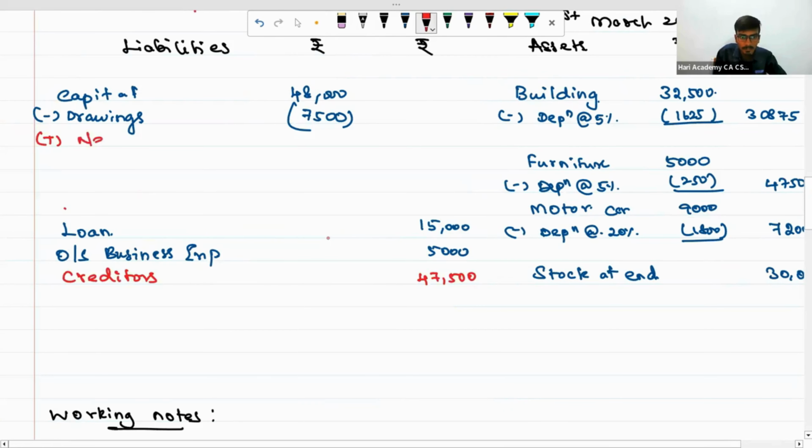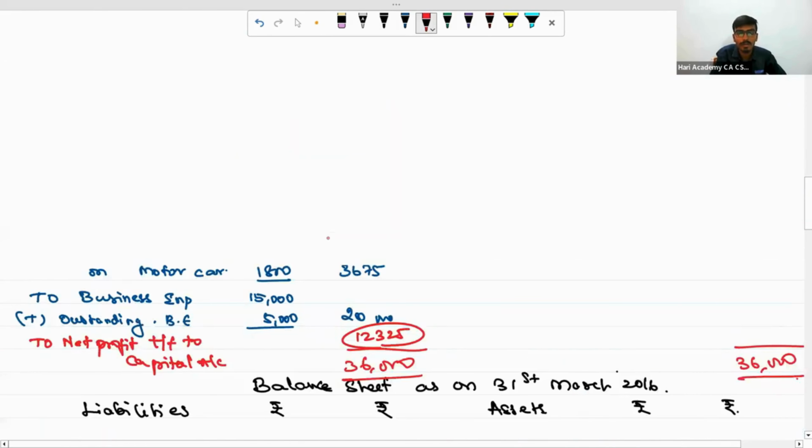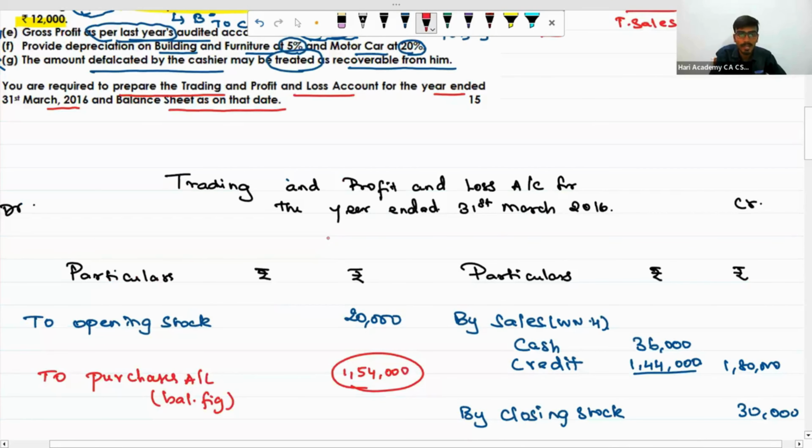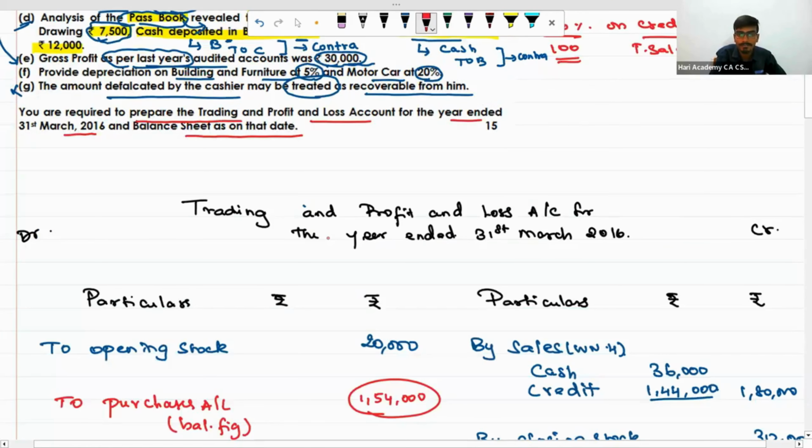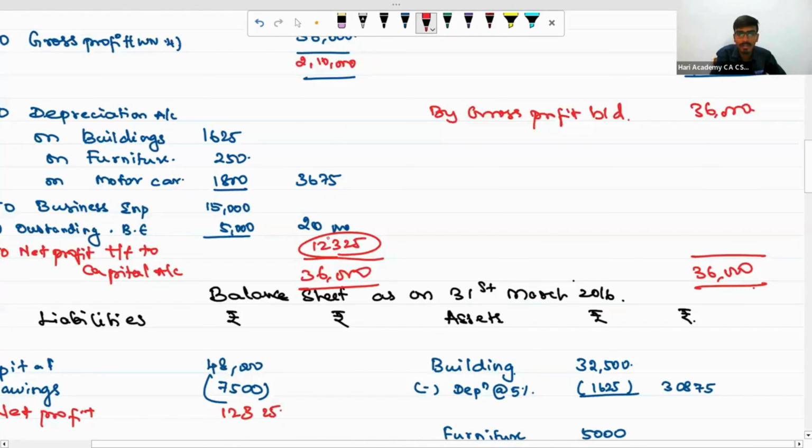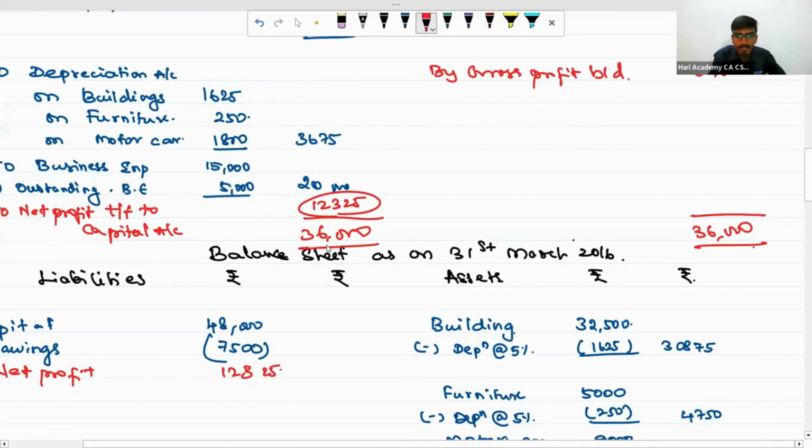Plus net profit value is 1,23,25. 1,23,25. Okay, once it has been done, we are done with that part. Balance sheet we have tallied, P&L account we have tallied.